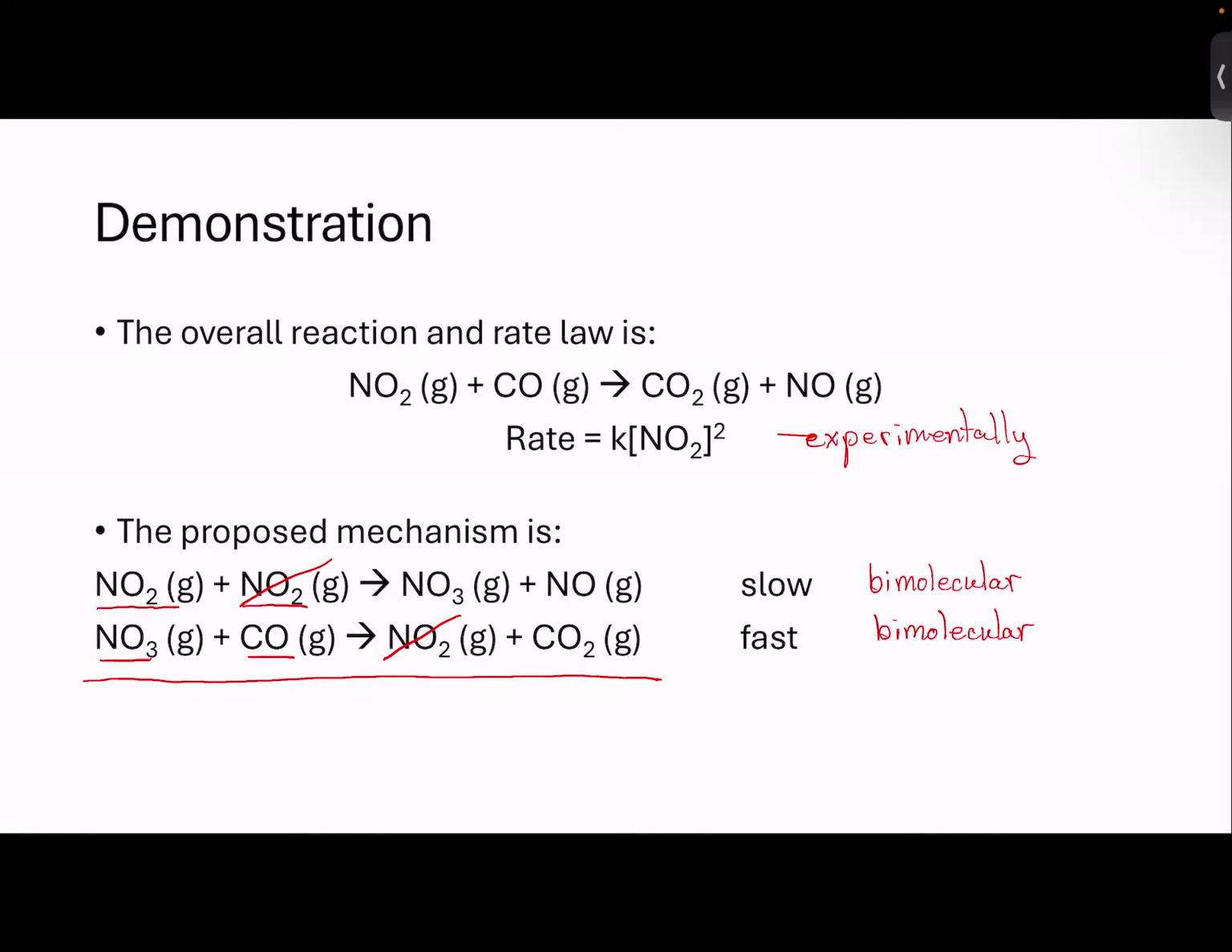On the product side, I have a nitrogen trioxide. And on the reactant side, I have a nitrogen trioxide. So the nitrogen trioxide is going to cancel out. What is left when I cancel out like molecules is nitrogen dioxide reacts with carbon monoxide to form nitrogen monoxide and carbon dioxide. So this reaction mechanism meets the first criteria.